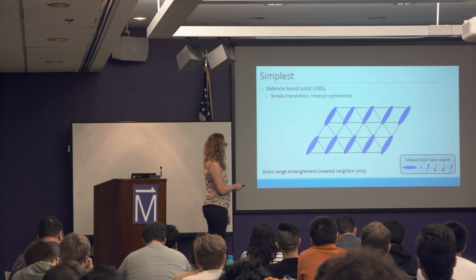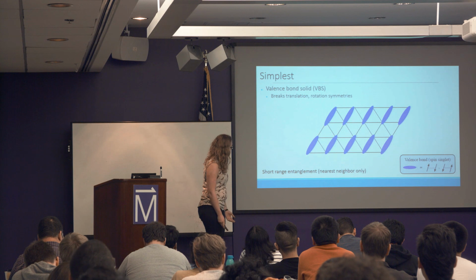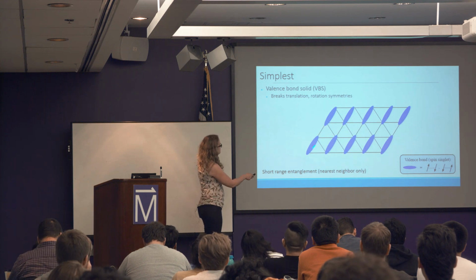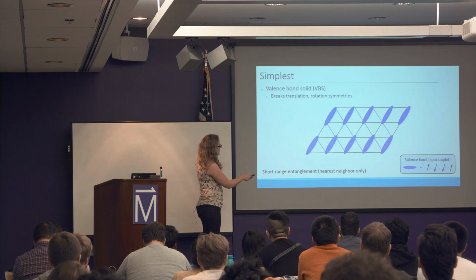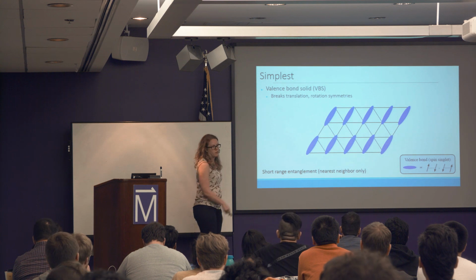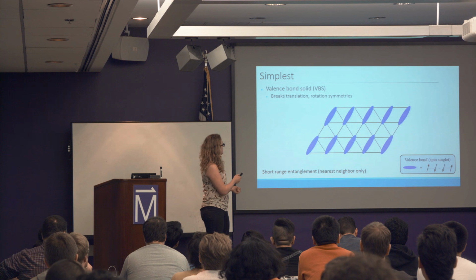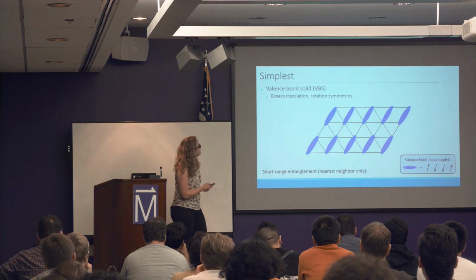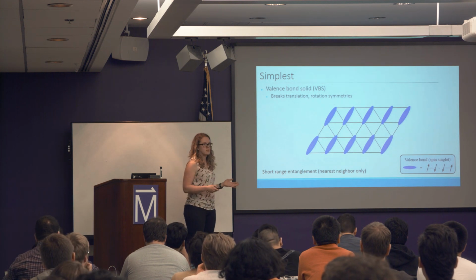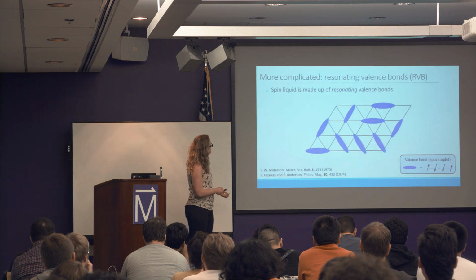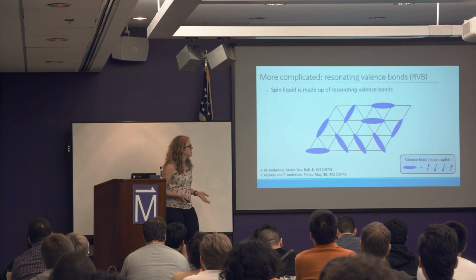And in fact, this is a state that has short-range entanglement. These two spins are entangled with one another, but these two spins are not entangled at all. So it's really just nearest neighbor entanglement. And so this is not a spin liquid, but we can go from here to this simple idea that Anderson introduced of a resonating valence bond state.